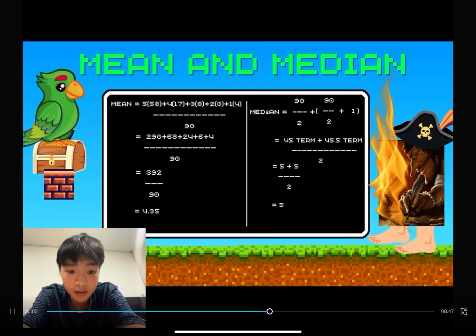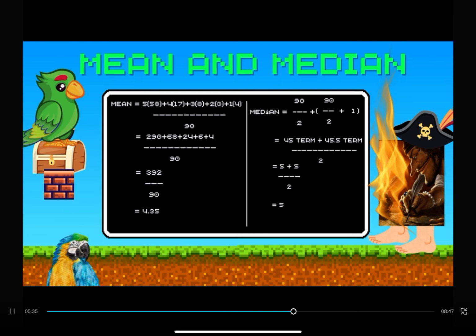And the next one is median. The formula is the n divided by 2 term plus the n divided by 2 plus 1 term, all divided by 2. So our n is 90. So it will be the 90 divided by 2 term plus the 90 divided by 2 plus 1 term. So it will be the 45th term plus the 45.5th term, divided by 2. So it will be 5 plus 5 divided by 2. So our median is 5.